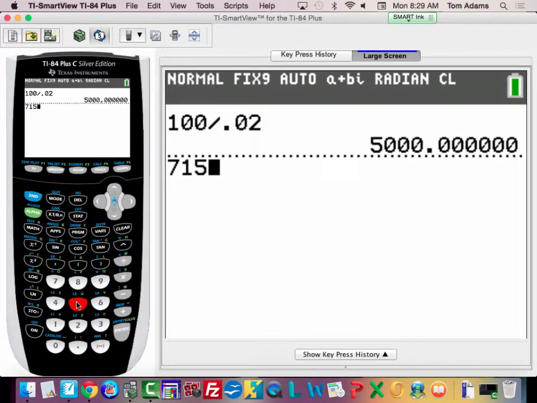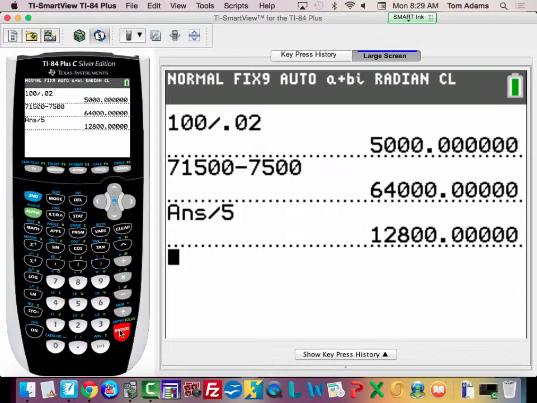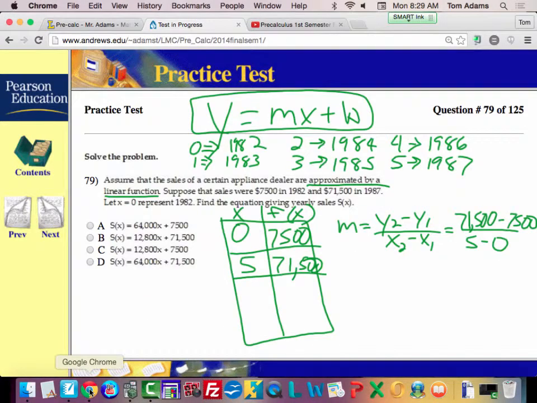I've got 71,500 minus 7,500. So that's 64,000 divided by 5, right? So we got, I guess that seems right, 12,800. So that's the slope of the line. Boy, it's a pretty high number, but that's what it is. So I did all the math, and this has a slope of 12,800.